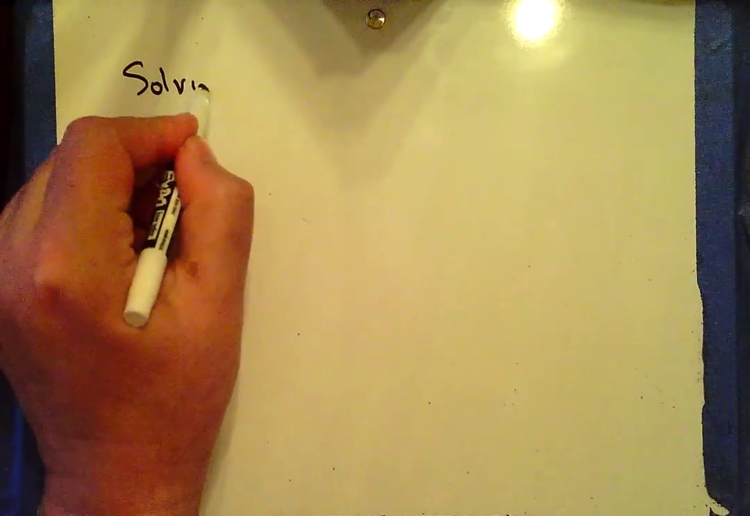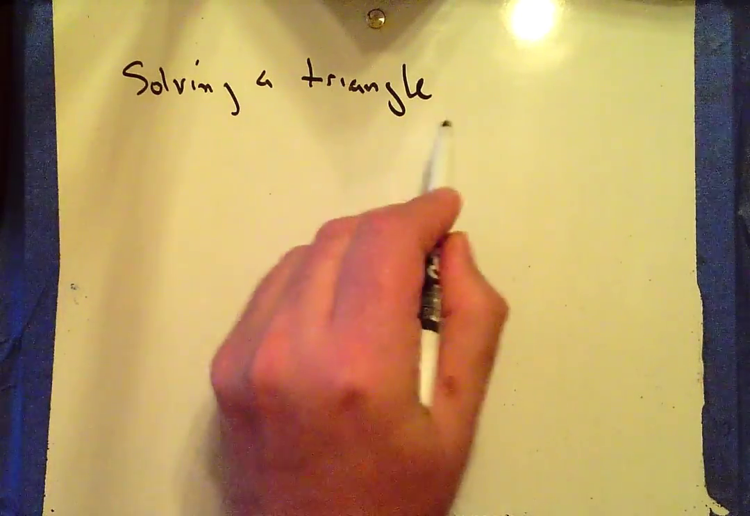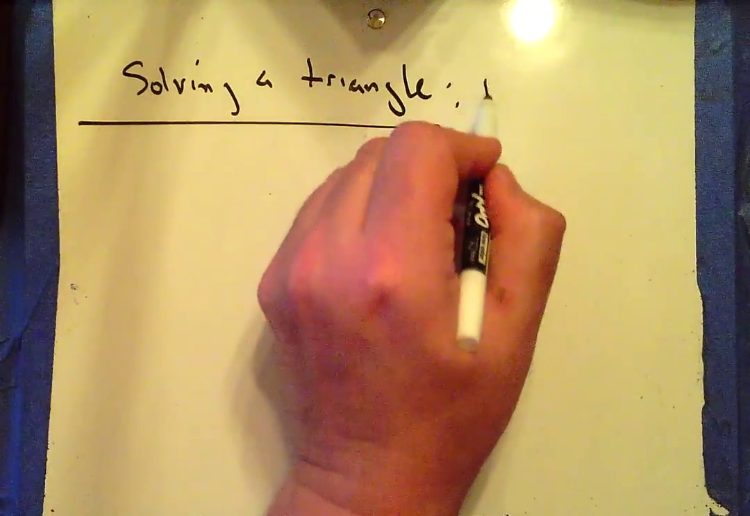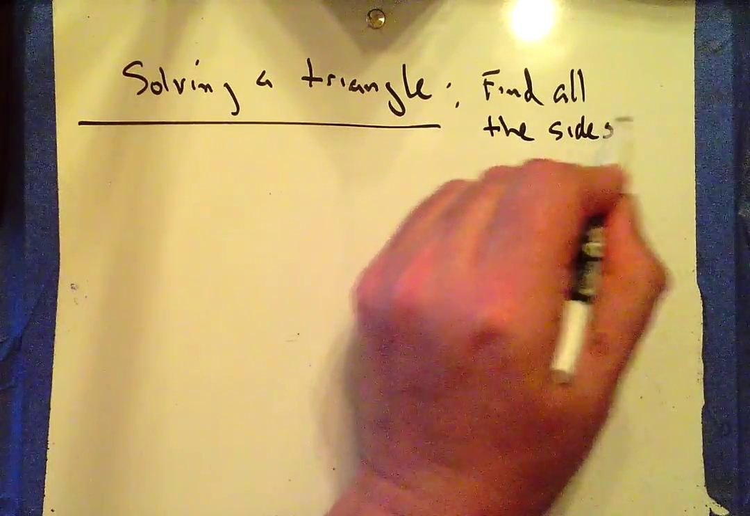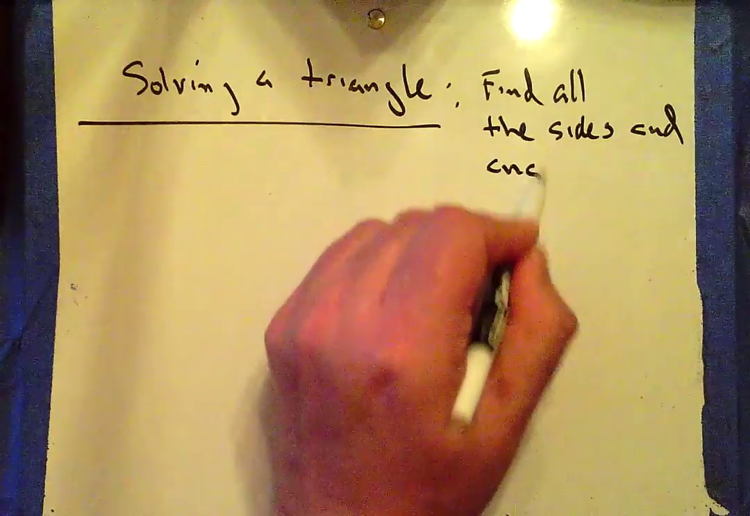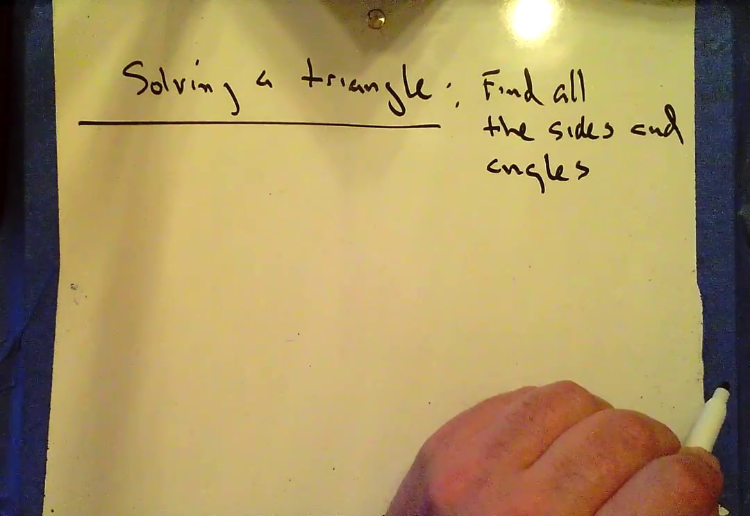Hey everyone. So welcome to a new unit. We're doing a unit now on non-right triangles and vectors. And in this unit, when we talk about non-right triangles, we want to talk about solving a triangle. You'll see this in the directions. They'll say, solve the triangle. And solve the triangle means find all the sides and angles. Okay, so we're going to be looking for all the sides and angles of a triangle.